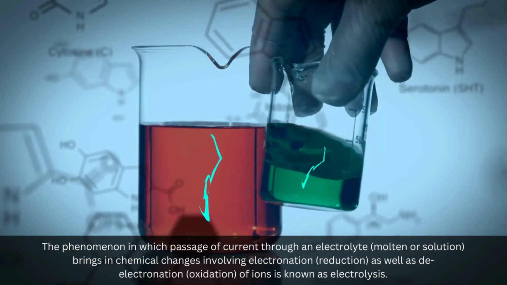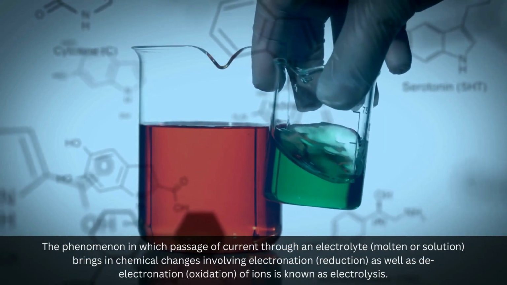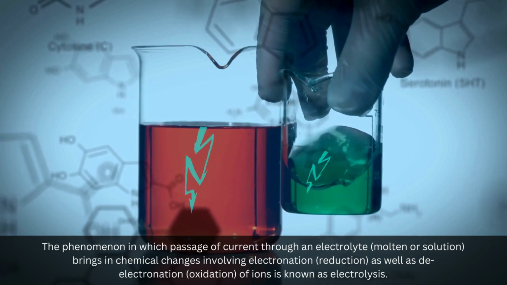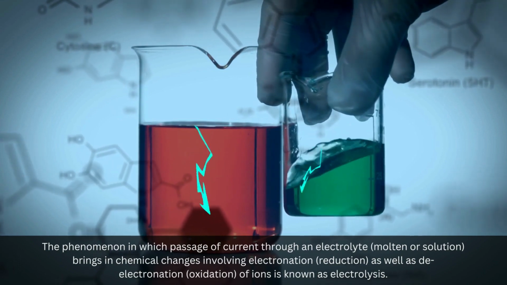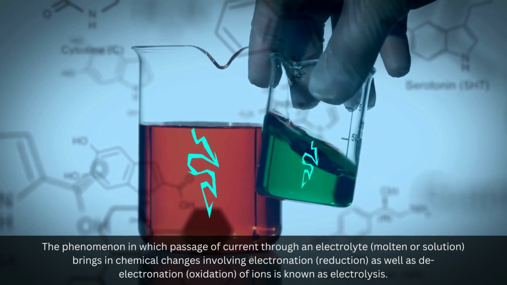The phenomenon in which the passage of current through an electrolyte, whether molten or in solution, brings about chemical changes involving electronation as well as de-electronation, also known as oxidation of ions, is known as electrolysis.